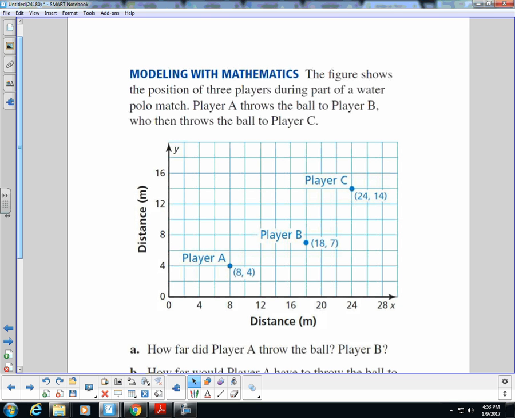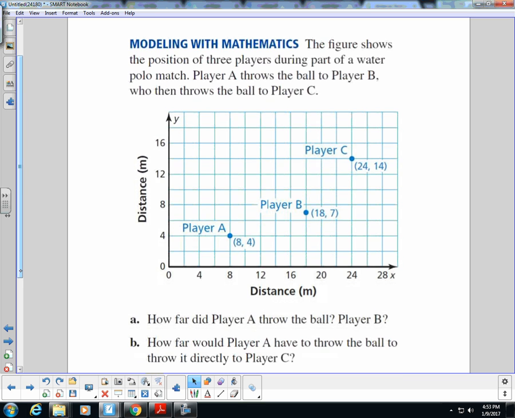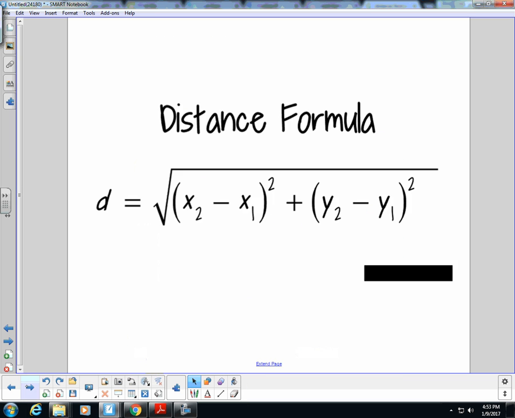What's going to happen here? Player A is throwing the ball to player B. We want to find out how far that is. And then player B is going to throw the ball to player C, and we want to find out how far that is. Okay, how we're going to have to do that is we're going to use what's called, and you've seen this before, the distance formula.